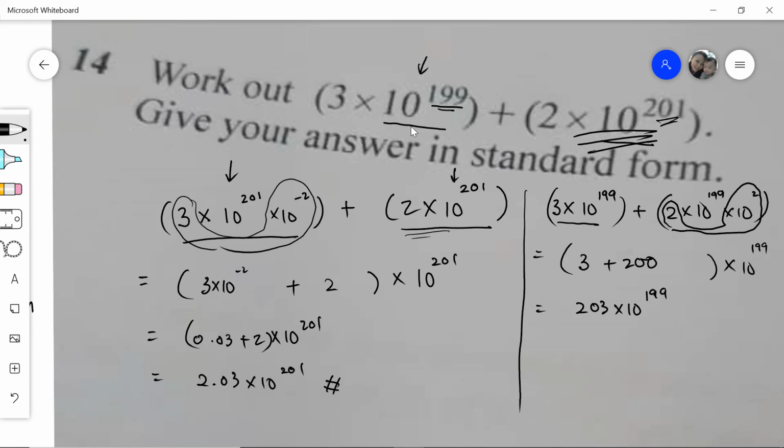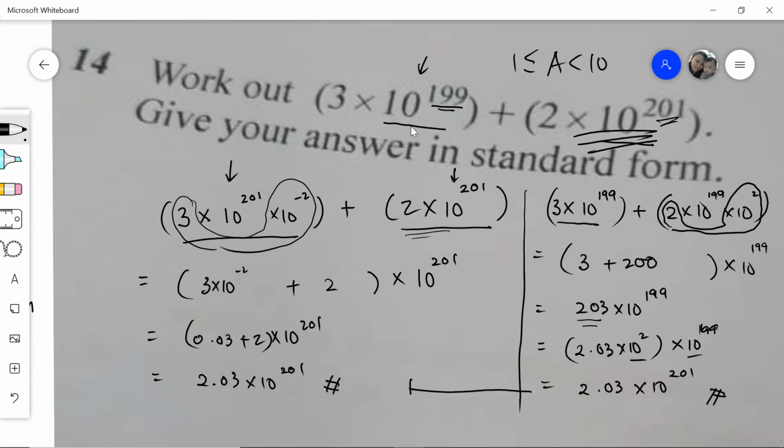Yet, this is not the standard form. The standard form must consist of a number between 1 and 10, not more than that. Therefore, I've got to change this one. This can be written as 2.03 times 10 to the power of 2, and then times 10 to the power of 199, whereby with a common base, we can add together the indices. We have 2.03 times 10 to the power of 201. We get the same answer as this one. All right, so that's it for this part.